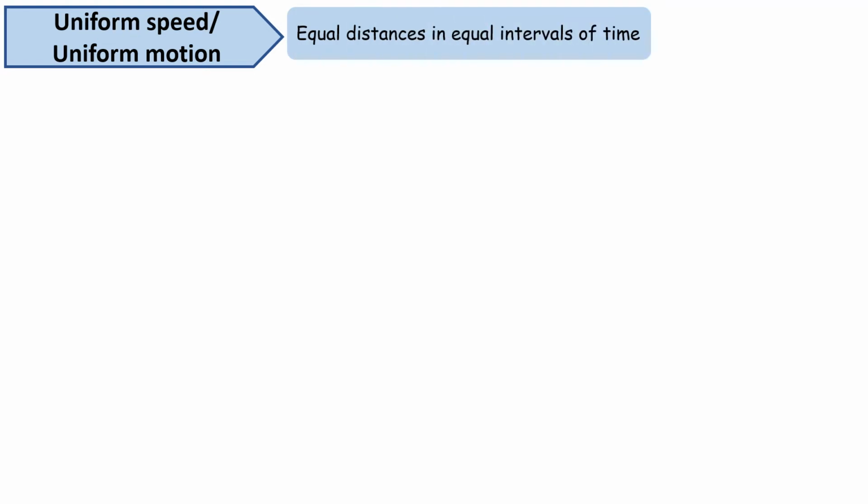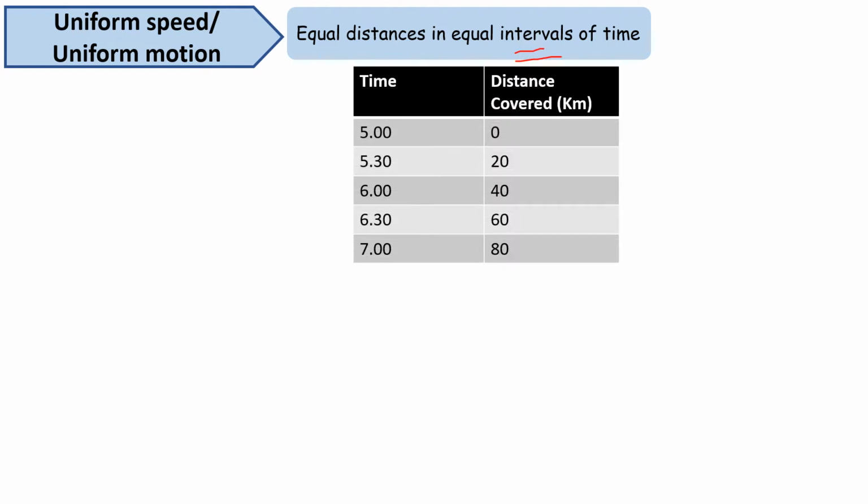Now next we have uniform speed or uniform motion. That means the object travels equal distances in equal intervals of time. Say for example this. This is time and this is distance covered.